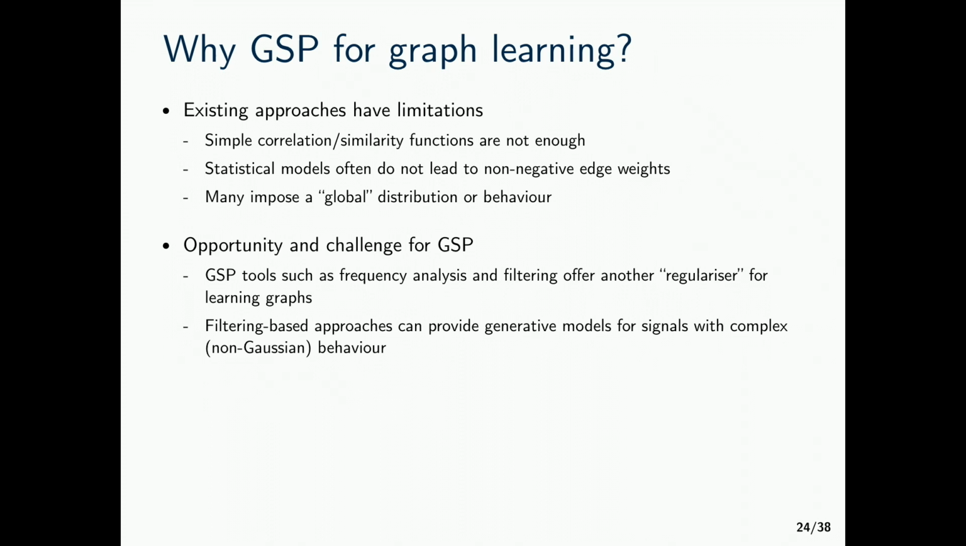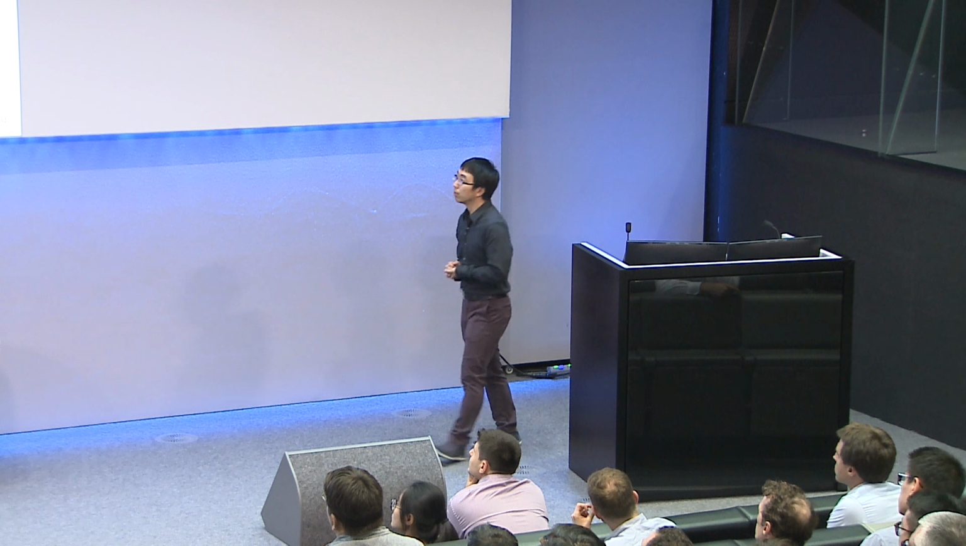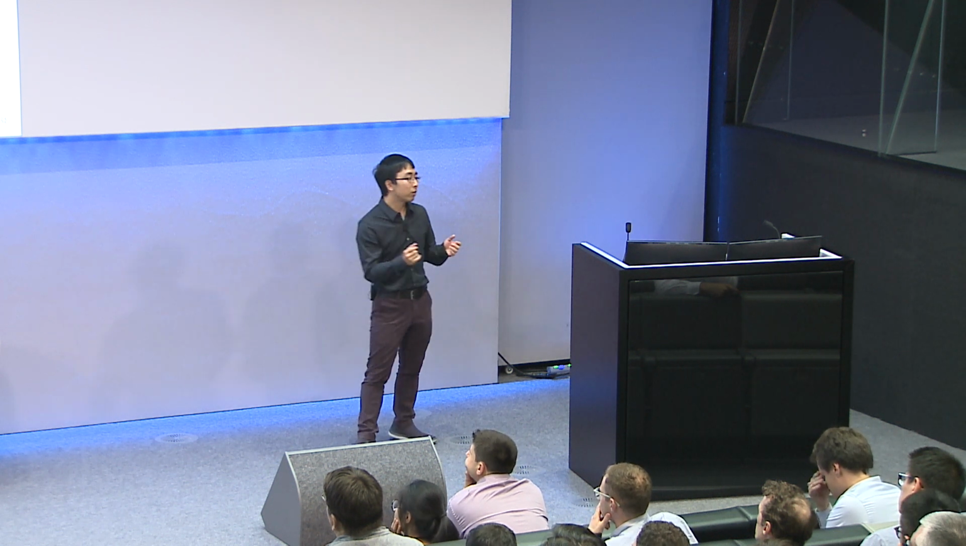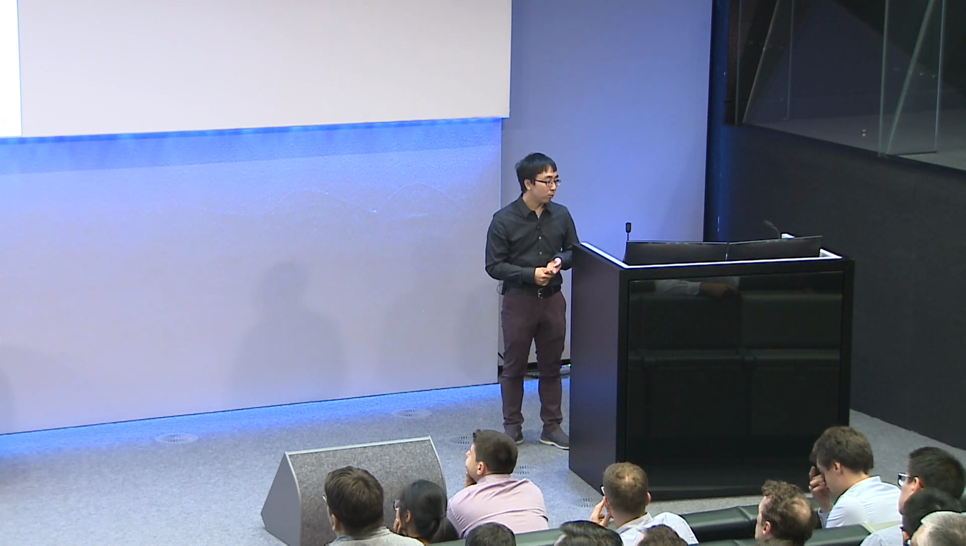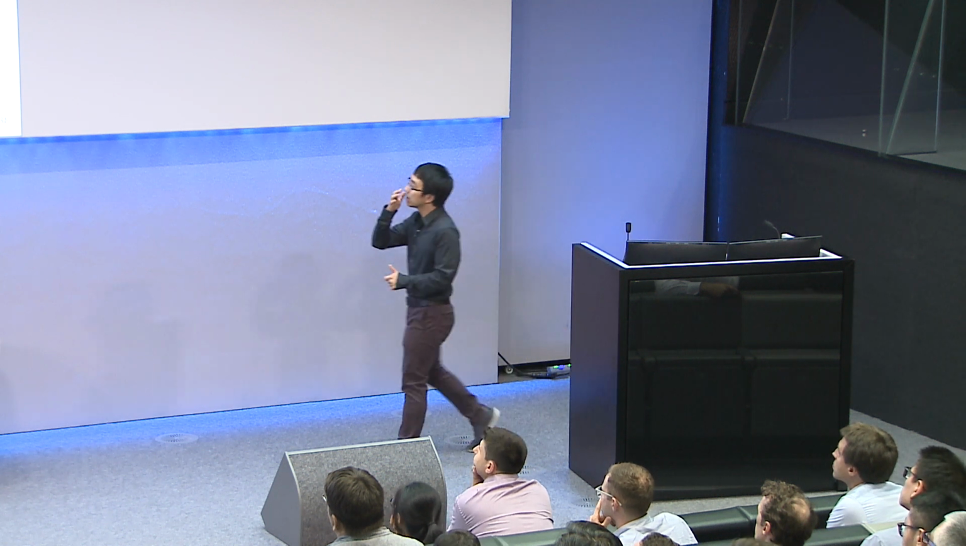Why would we want to do that? There are some limitations, as I mentioned before, about classical approaches. For example, classical statistical machine learning approaches usually impose a global distribution of all the joint random variables. Therefore, if you want to focus on part of it, it becomes more difficult. On the other hand, signal processing tools, such as frequency analysis and filtering, provide another type of regularizer, if you like, that can help us to learn the graph, because by regularizing against certain priors, we can end up with signals of different types of characteristics. So I will give you several examples, but before that, one last slide about the setup.